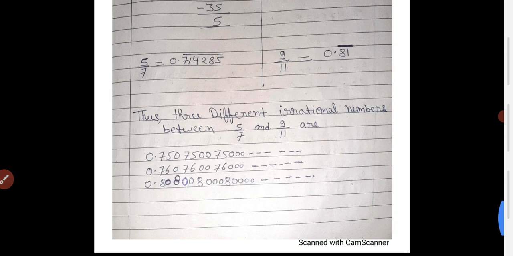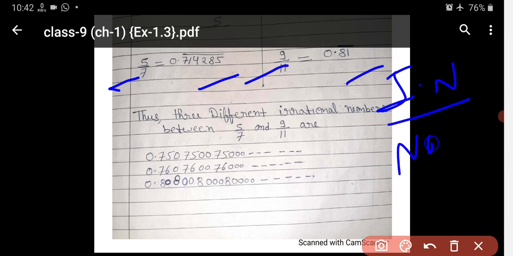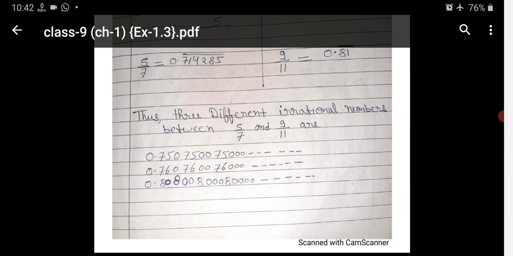So right here 5 by 7 is equal to 0.714285 bar. Bar means because 5 you get, again you get the same answer when you divide, and 9 upon 11 you get 0.81 bar. Now these are the two rational number. And you have to write here three irrational number. Irrational number means non-terminating and non-repeating. Irrational number are non-terminating and non-repeating.